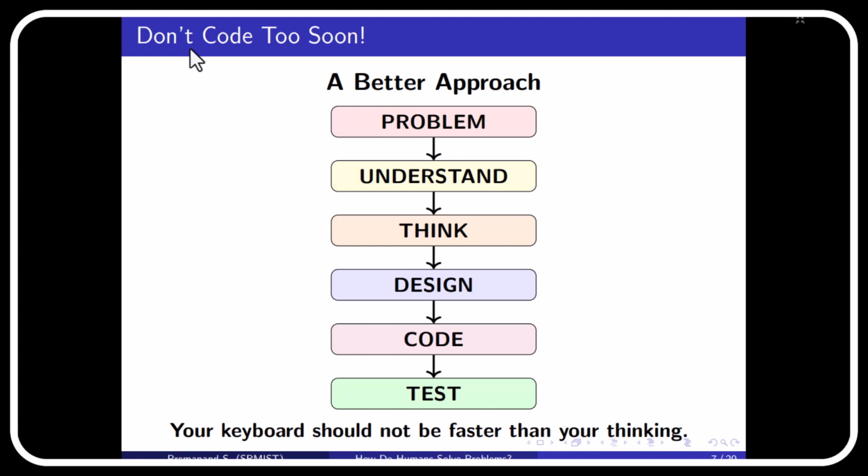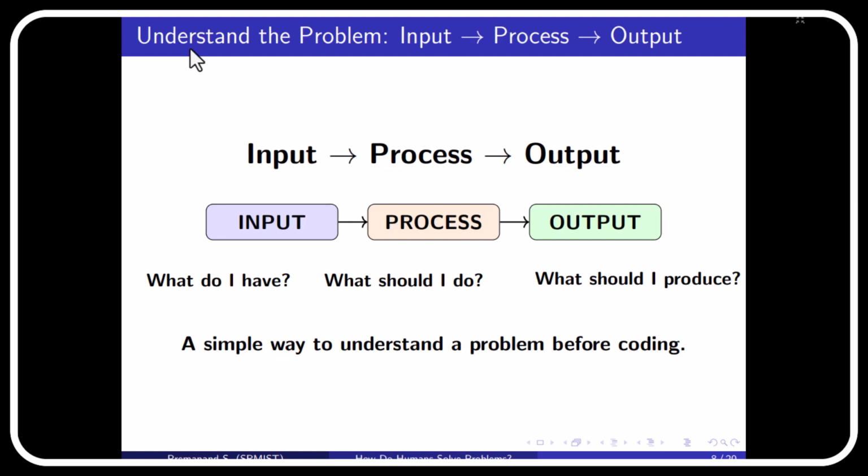So, how do we actually begin understanding a programming problem? Again, let's start with a very simple model. Whenever you see a problem, ask three questions. What do I have? That's your input. What should I do? That's your process. What should I produce? That will be your output. So we have input, process, and then output. This is a very simple way of looking at a programming problem before writing code.